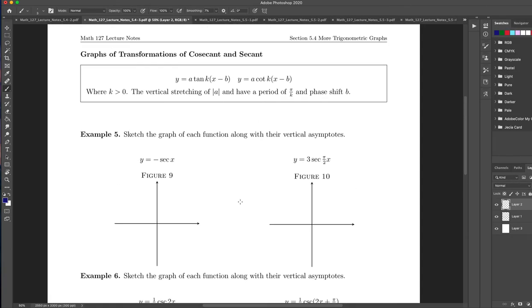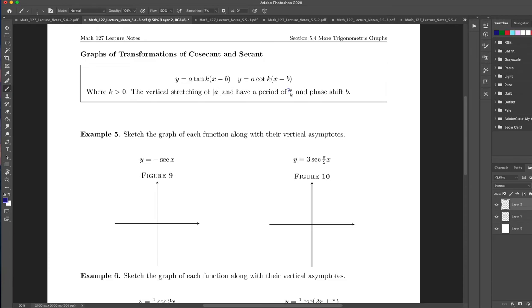So here we have the transformational graph of secant and cosecant. Here's the same thing: we have vertical stretching of A. We have a period of pi over, oops, this should be 2 pi over k. Sorry, there are two errors in this set of notes. This should be 2 pi over k. I will fix them for next time.